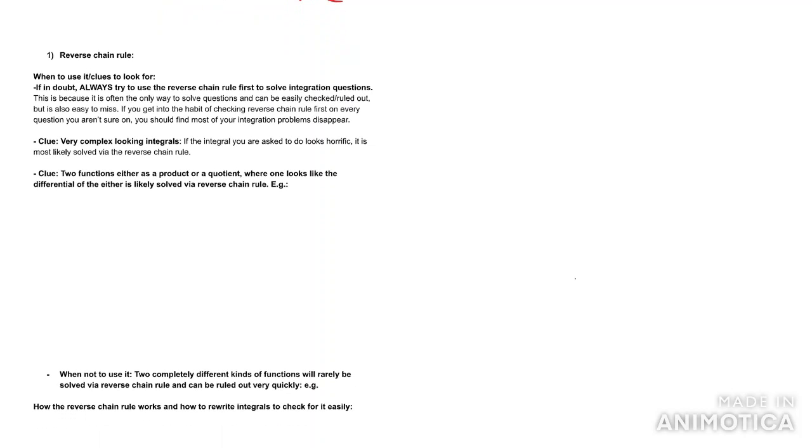So a clue for when reverse chain rule is likely to be the method. The first one is if the integral looks extremely complex, and we'll see a lot of examples in this video. But for example, if I give you this integral, sine x cos x e to the sine squared x, dx, that should look just like a terrifying integral. And just remember that no questions in A-level will be super difficult if you use the right method. And therefore, if you have an integral like that, then the odds are there must be a trick, and that trick is reverse chain rule.